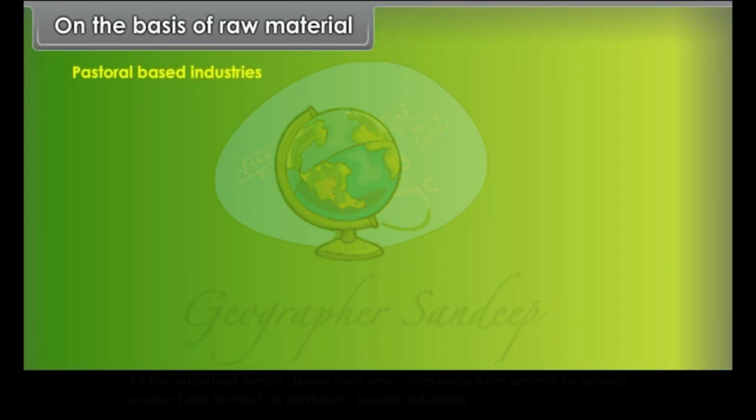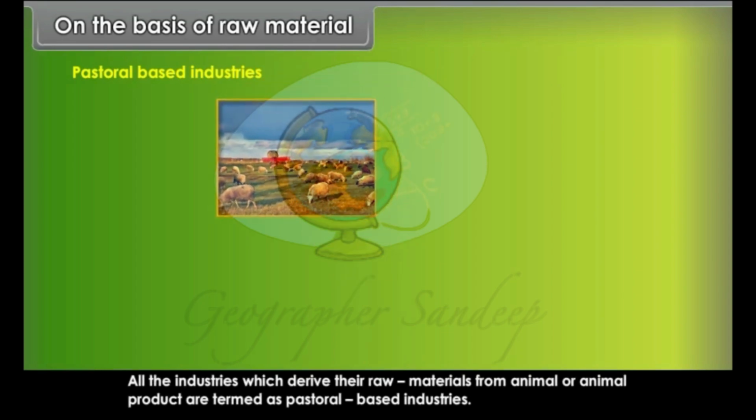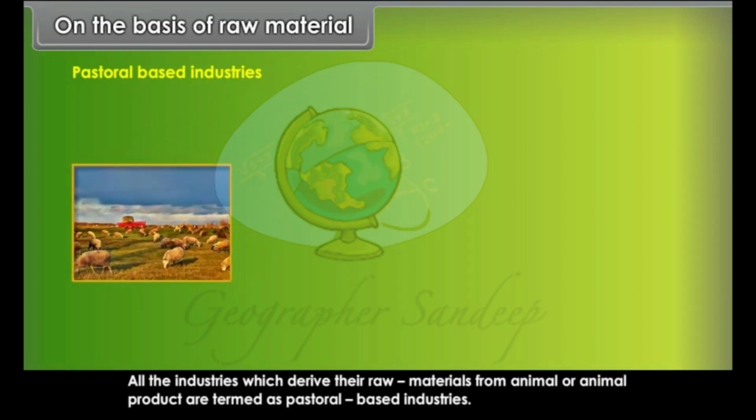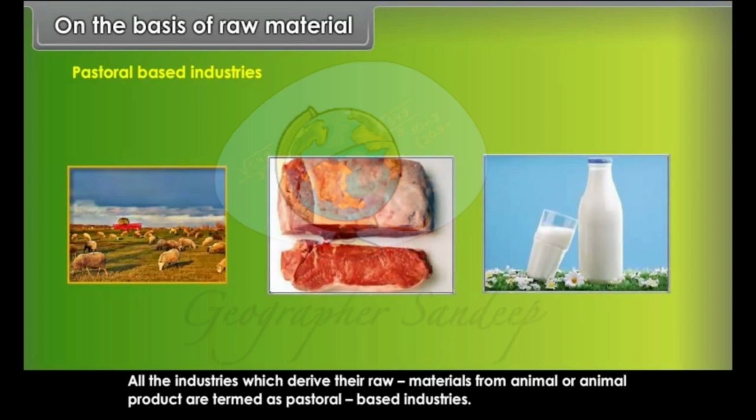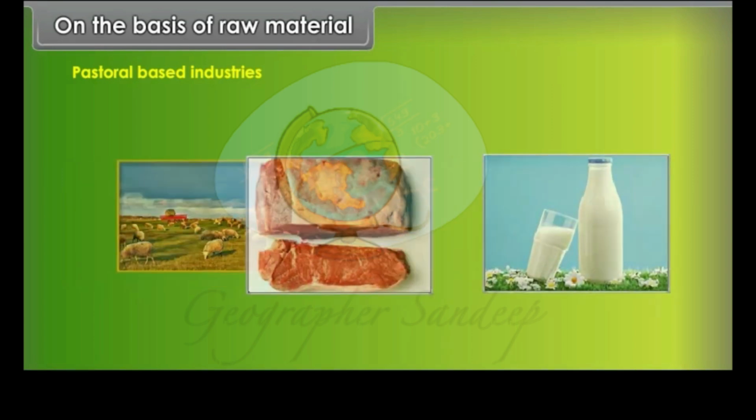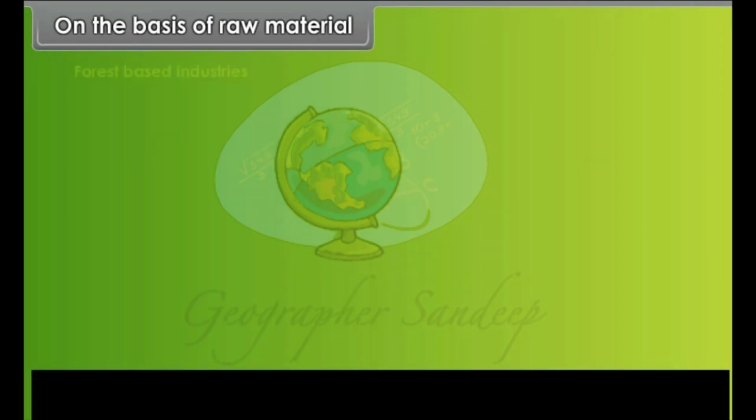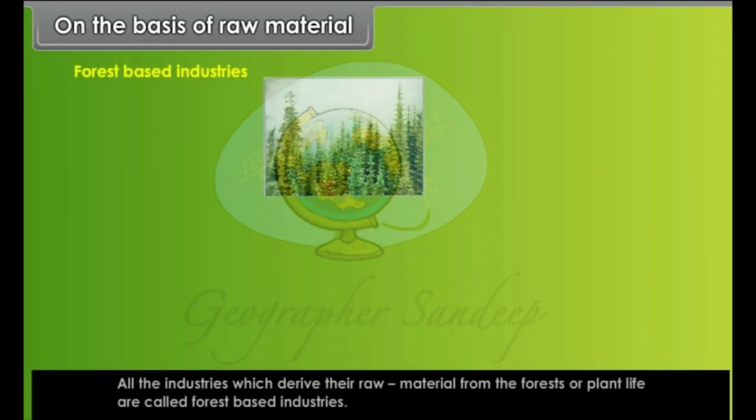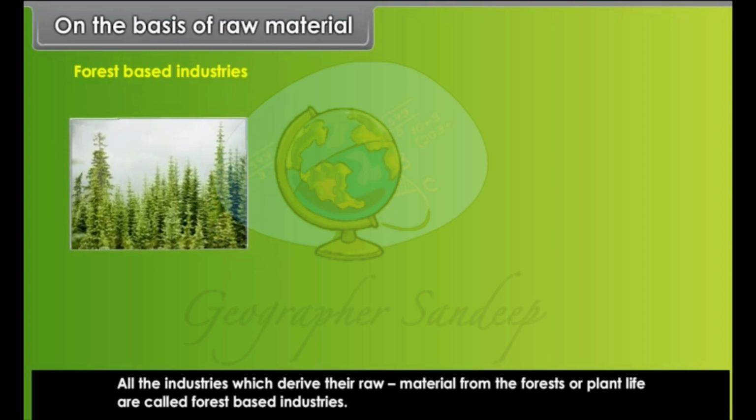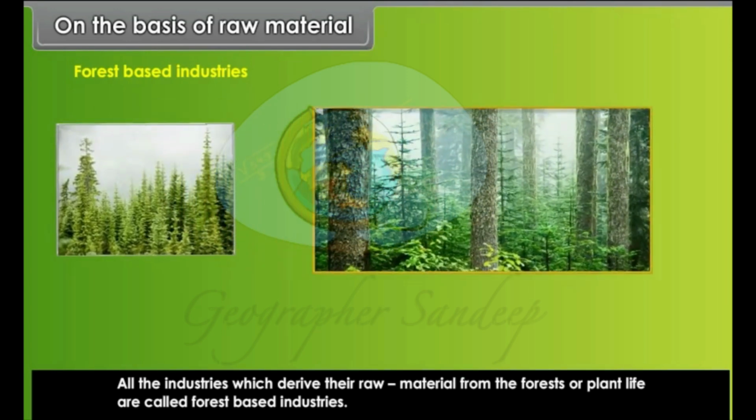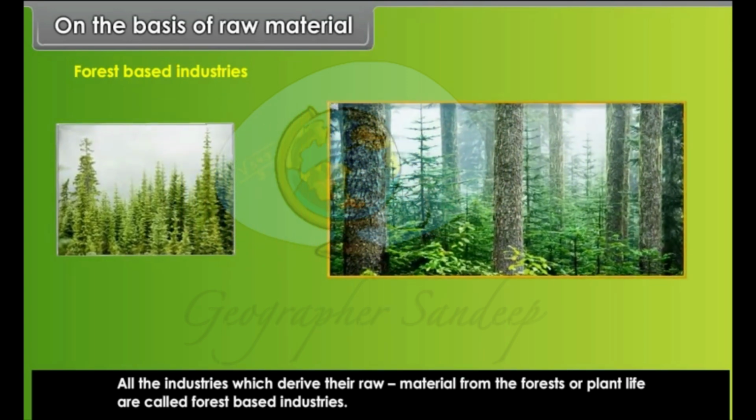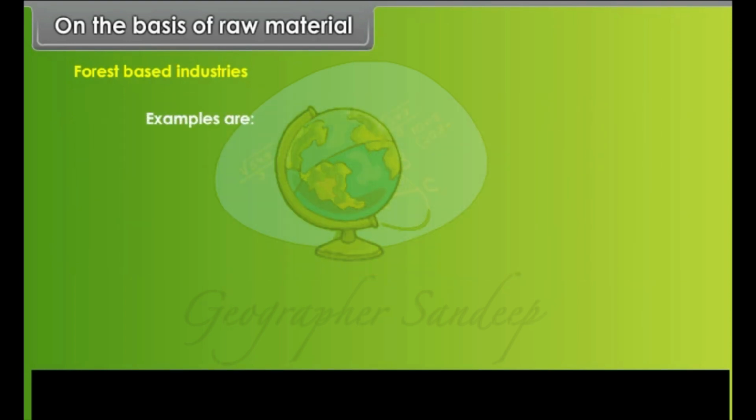Pastoral-based industries. All the industries which derive their raw materials from animals or animal products are termed as pastoral-based industries. Examples are leather goods industry, shoemaking, dairy industry, etc. Forest-based industries. All the industries which derive their raw materials from the forests or plant life are called forest-based industries. Examples are sports goods industry, furniture industry, paper industry, etc.